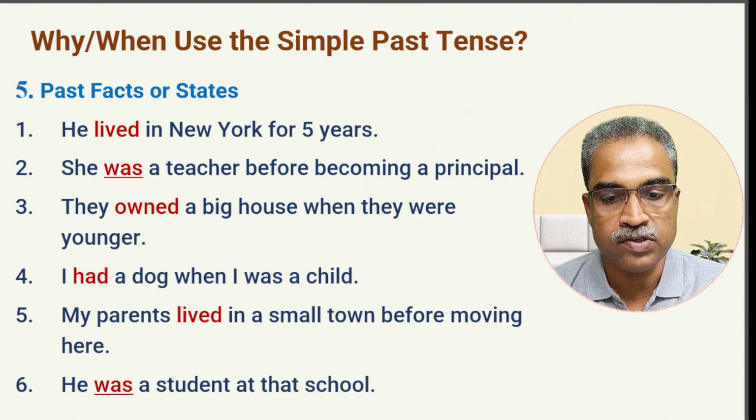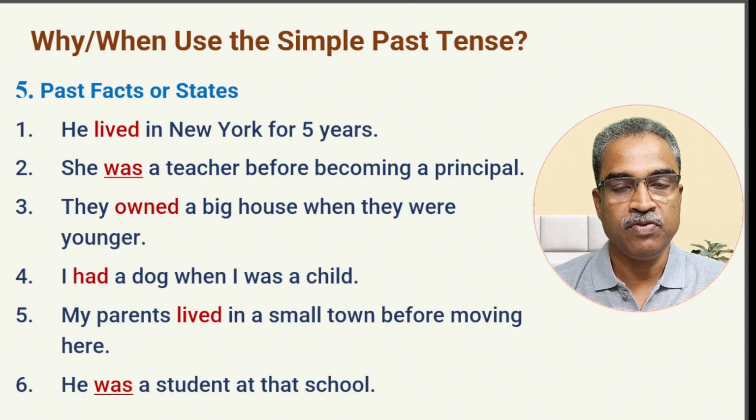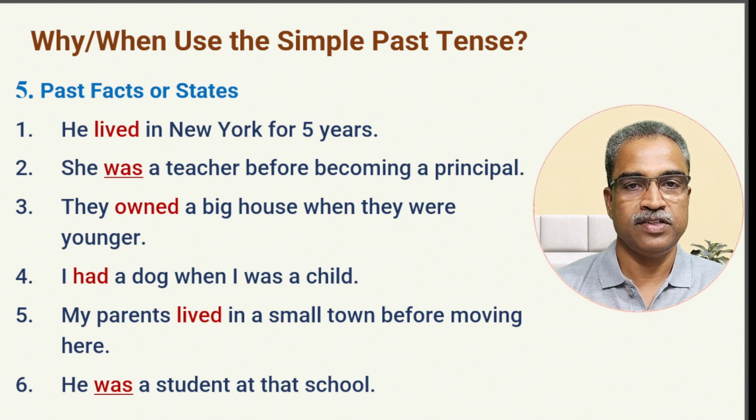They owned a big house when they were younger. They owned, V2 form. I had a dog when I was a child. My parents lived in a small town before moving here. These were past facts. They were the truths of the past. Not now, maybe. It was in the past. He was a student at that school. I was a student at that school. So these are past facts, examples here. Let's move to the next one.